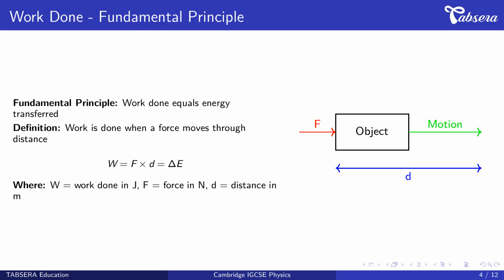Mathematically, we express this as W equals F times d equals delta E, where W represents work done measured in joules, F represents force measured in newtons, and d represents distance measured in meters. The diagram illustrates this concept. A force F acts on an object, causing it to move through distance d. Notice how the force and motion are in the same direction. This principle is fundamental because it connects mechanics with energy, forming the basis for understanding all energy transformations.